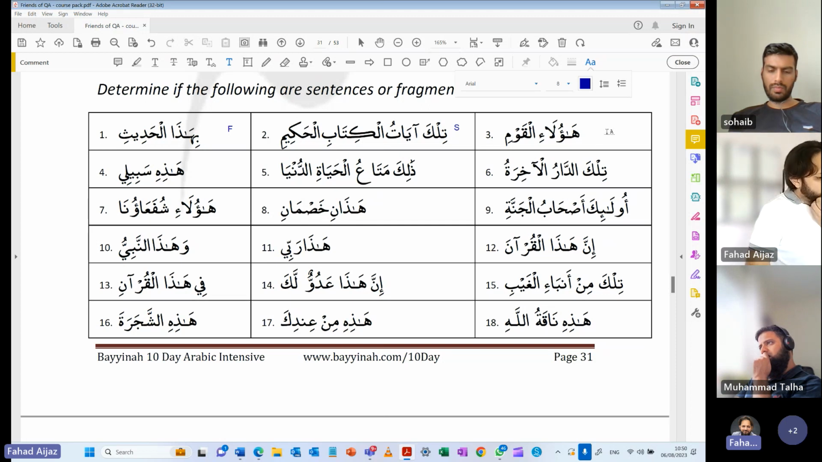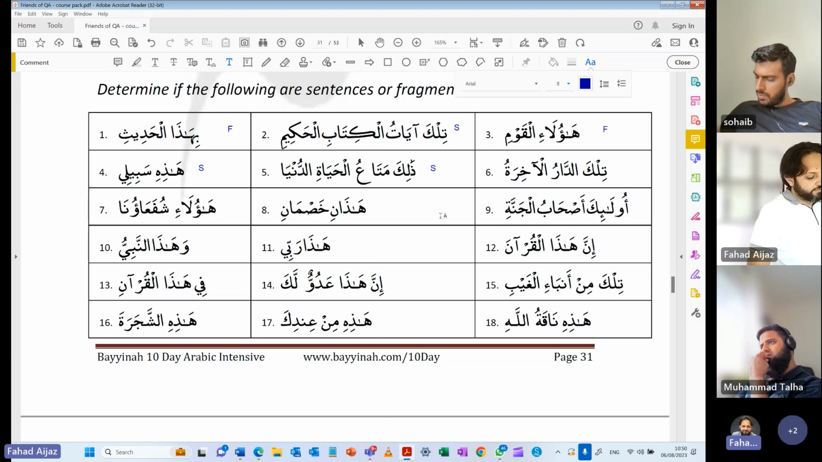Haula il qaumi. Sentence or fragment? Pointer fragment. Hazihi sabili. Sentence. Very good. Zalika mata'ul hayat dunya. Quick, sentence.